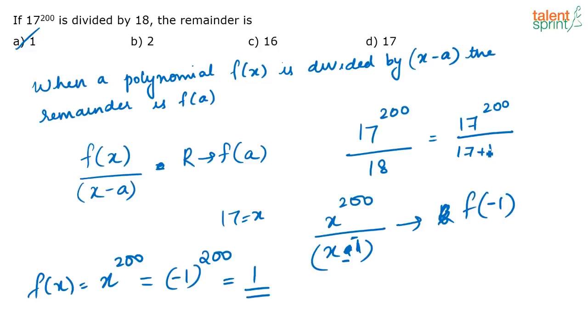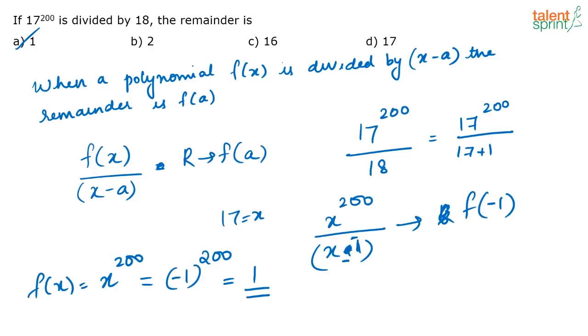Now what did I do? I have to represent it like this. Correct? So I just took this 17 to be x, to basically try to apply this formula. So if this is x plus 1, correct? So x to the power 200 by x plus 1 is of this formula. And then if this is the case, your remainder is going to be f of minus 1. So for this numerator, apply minus 1. So minus 1 to the power 200 is equal to 1. That's your answer.